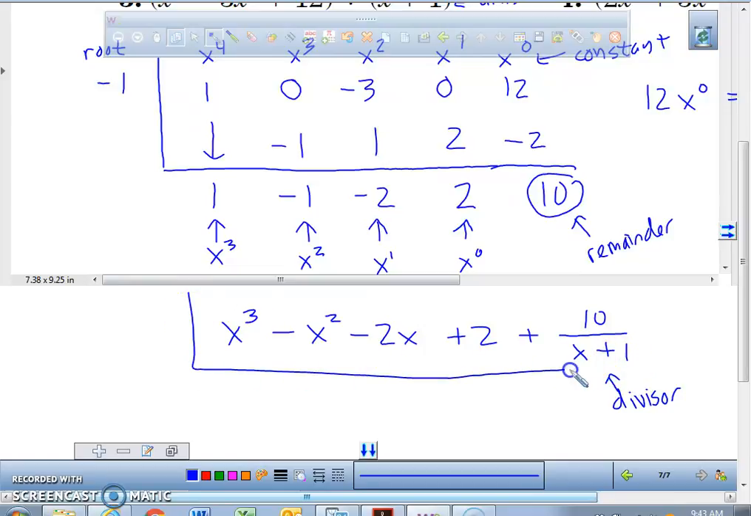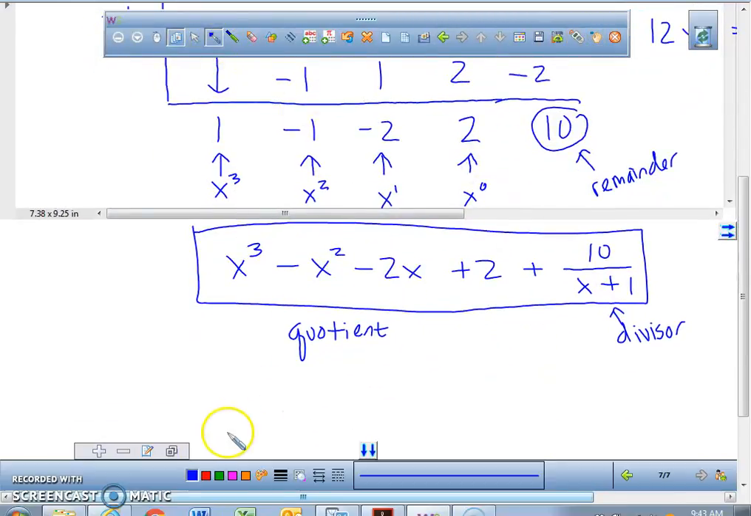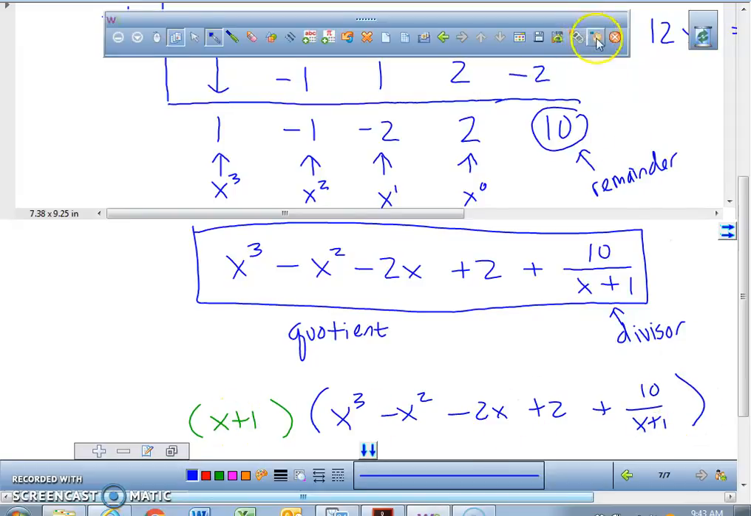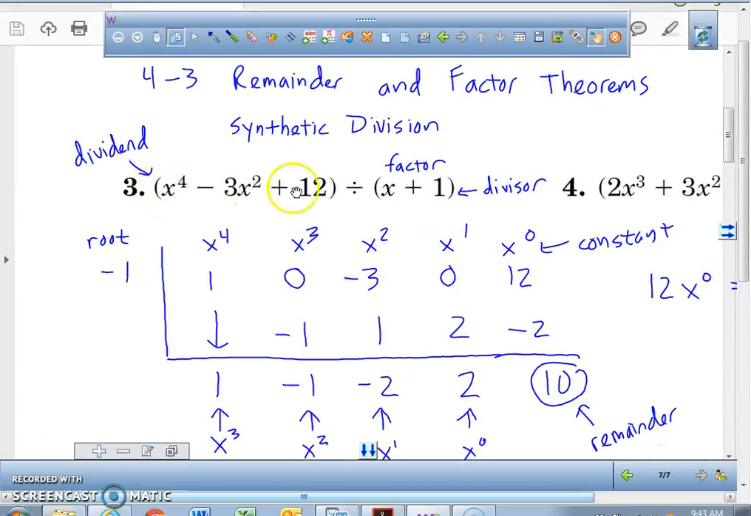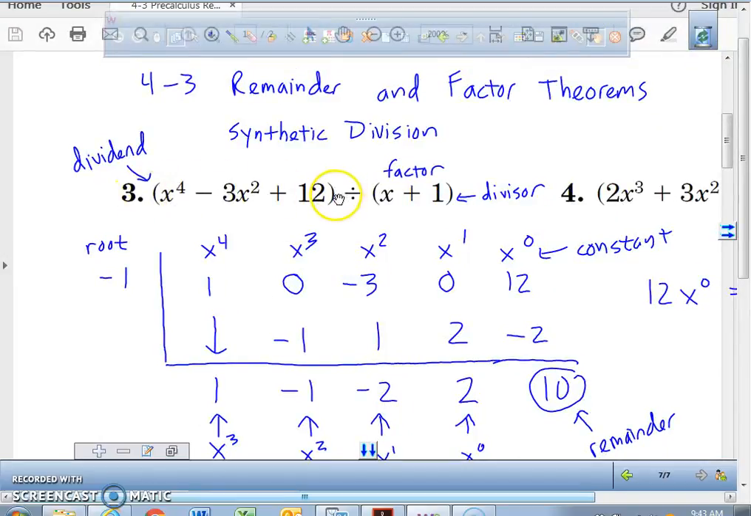Okay? This right here is what's called the quotient of our problem. All right? Which means if I took an x plus 1 and I multiplied it to x cubed minus x squared minus 2x plus 2, and then I added the remainder at the end, if I took all of this and multiplied it, what would I get back to? I would get this times this gets me that right there. So this number times our answer would get us back to our original dividend.